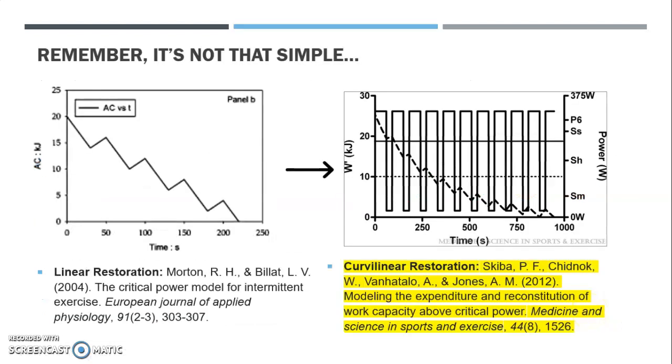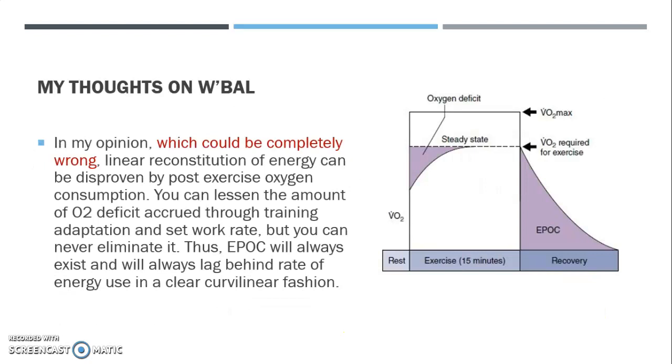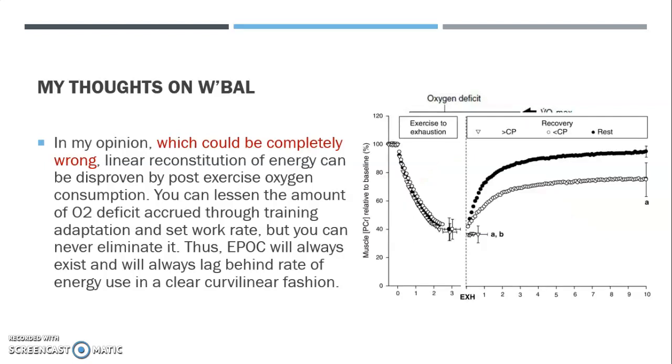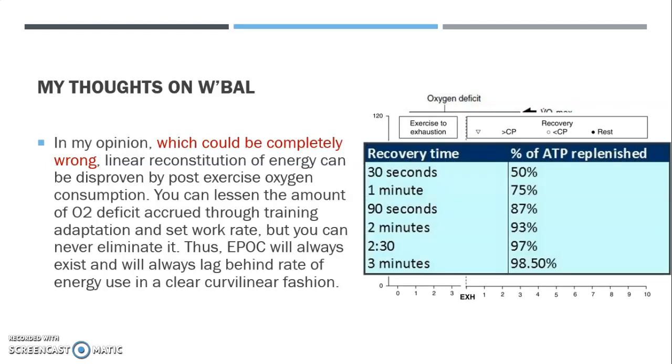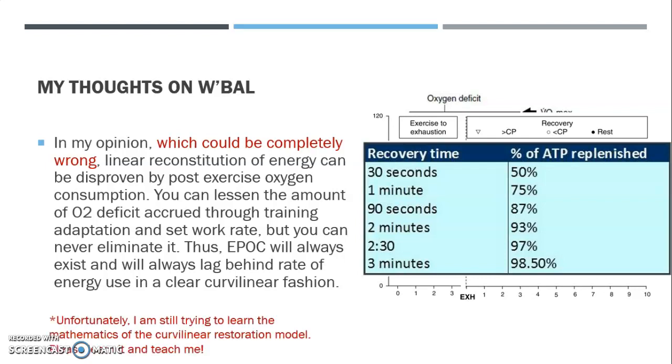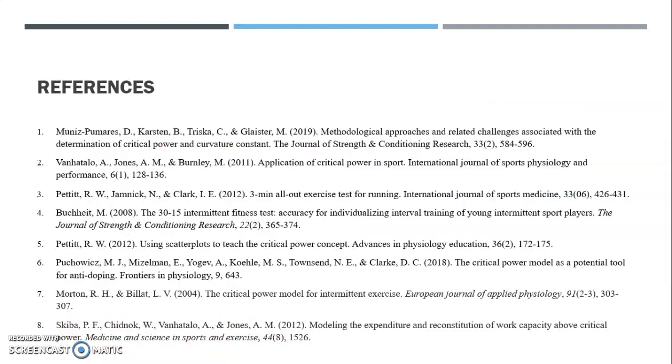So the unfortunate truth is that this is not that simple. And we can see over here that it's more curvilinear in restoration. So in my opinion, it's obvious because of EPOC. EPOC describes that the replenishment of ATP takes longer than it takes to use up the energy. We can see in this example as well. And then we can also see with this chart that ATP does not replenish linearly as time goes on. Unfortunately, I don't know a whole lot about this, so please learn it and then teach it to me.